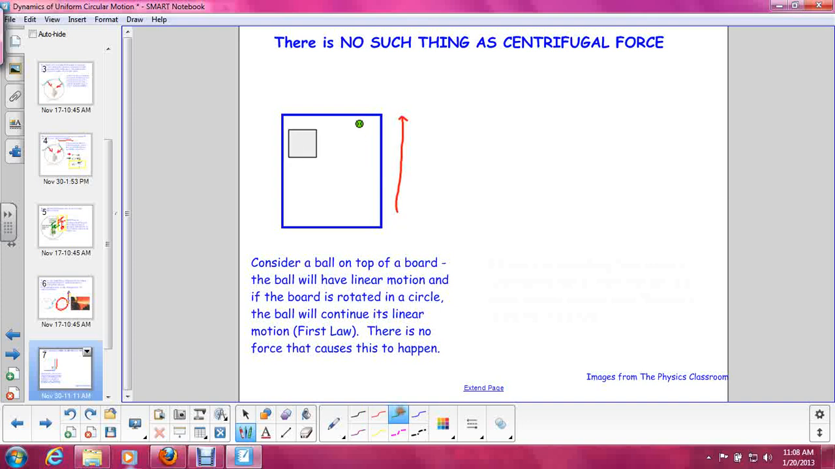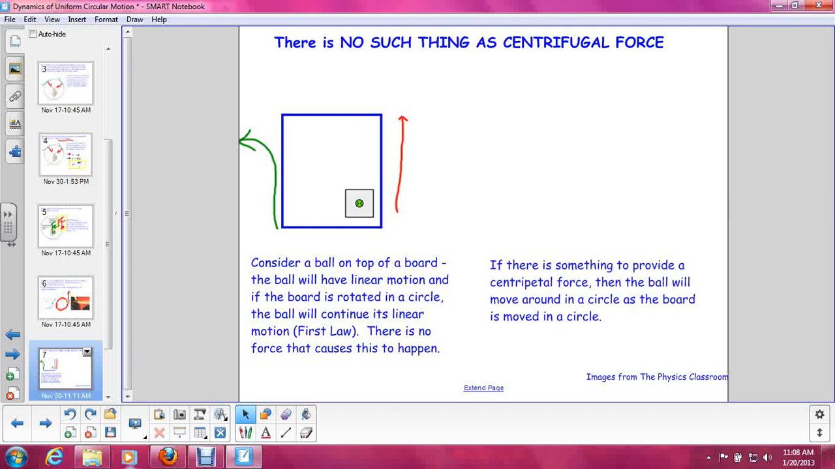The board might change direction. It goes up and then it rotates. But if there is not enough friction on this board to cause a centripetal force to keep the ball moving in a circle along with it, the ball is just going to keep going forward. If there's enough friction here, then the ball will stay with the board and move around in a circle. And that friction provides the centripetal force pointing toward the center of that circle.